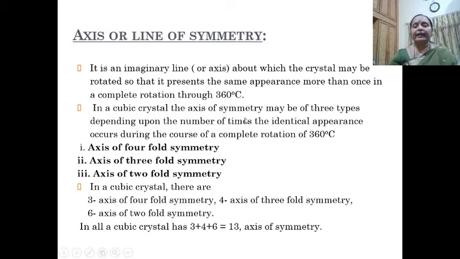In a cubic crystal, the axis of symmetry may be of 3 types, depending on the number of times the identical appearance occurs during the course of rotation through 360 degrees. That is, fourfold axis of symmetry, axis of threefold symmetry, axis of twofold symmetry. In a cubic crystal, there are 3 axes of fourfold symmetry, 4 axes of threefold symmetry, 6 axes of twofold symmetry. So overall, I'll be having 13 axes of symmetry.